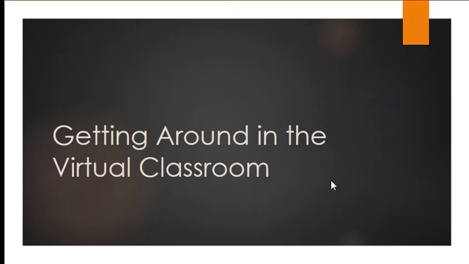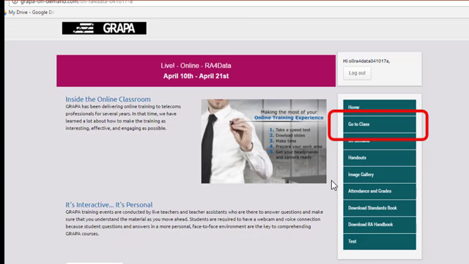First of all, you'll get to the classroom here from the Grappa Portal page. So this is your class portal page, and there's a button called Go to Class, and you'll click on that button. Our assumption is, of course, that you have already loaded the Go to Training software. You've already tested it all out. You have your camera, you have your passwords, and everything's good to go.